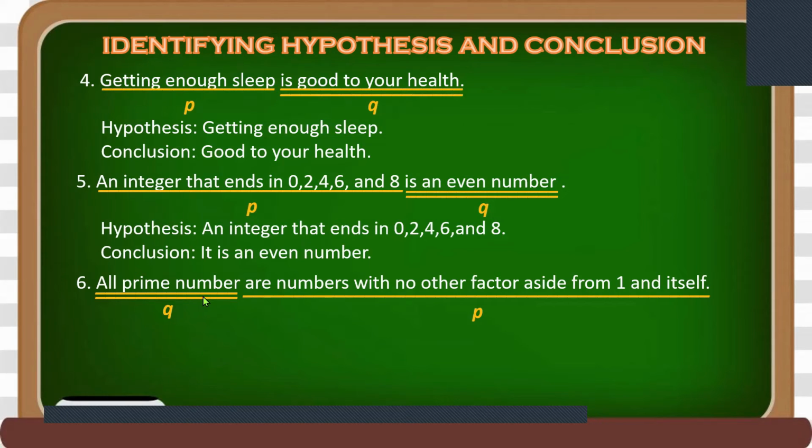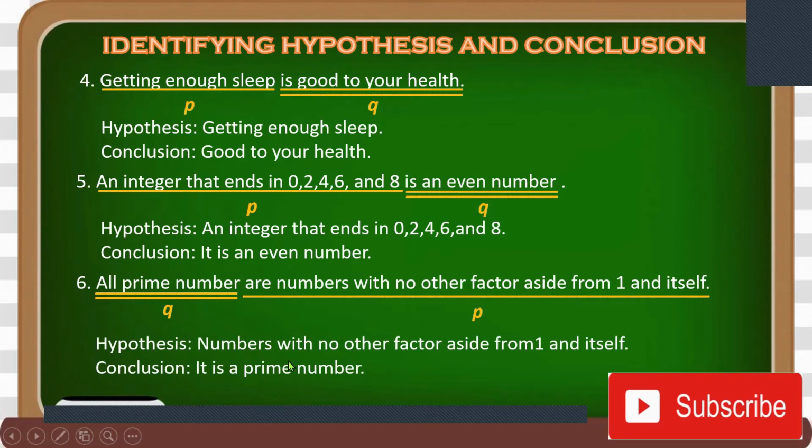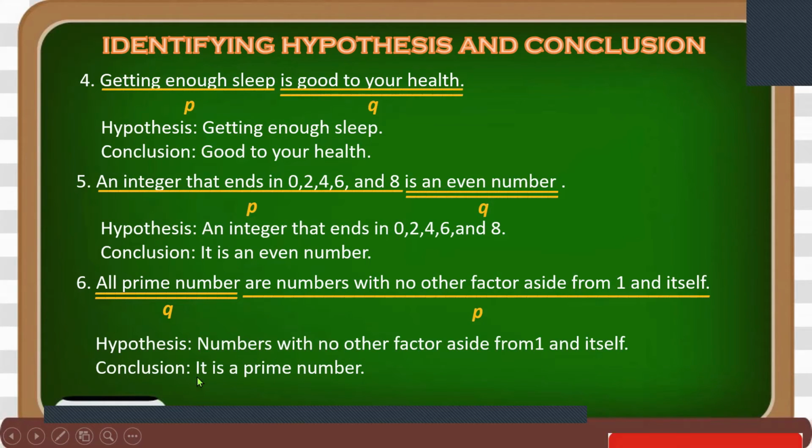Like this. All prime numbers are numbers with no other factor aside from 1 and itself. So, tinutukoy dito sa hypothesis, numbers with no other factor aside from 1 and itself. Siya yung hypothesis. And that's all prime numbers. Therefore, our hypothesis, numbers with no other factor aside from 1 and itself, and our conclusion, it is a prime number. So, huwag tayong padadala na laging nasa unahan ang hypothesis. Meron din palang conclusion na nauuna sa statement.